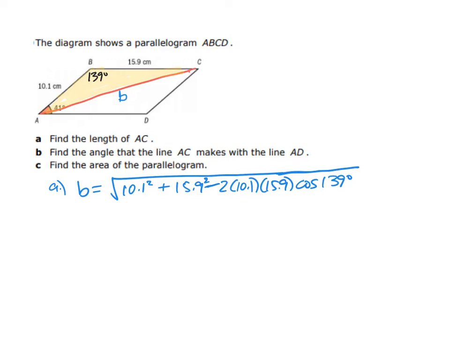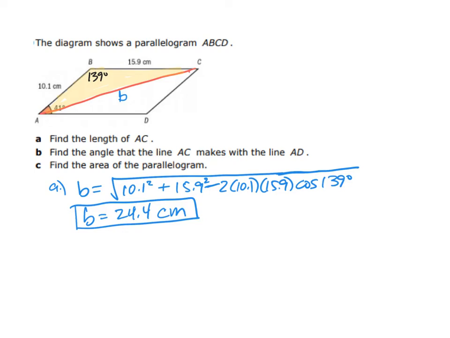Okay, so that's arithmetic that will be done in one step on your calculator. So we get that b will be, to three significant figures, 24.4, and that's a linear length or a linear measure, so we use linear units. That's going to be just regular centimeters, okay?